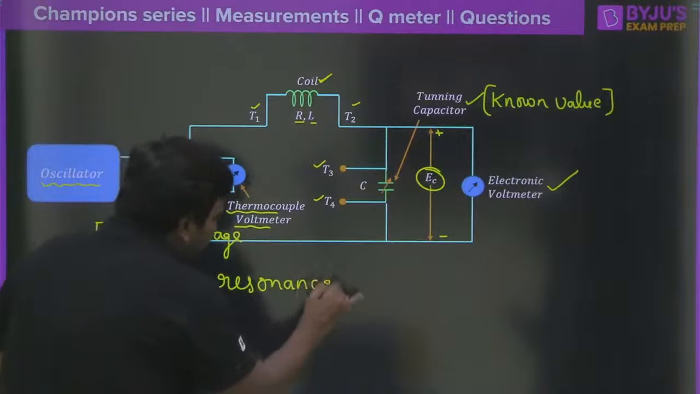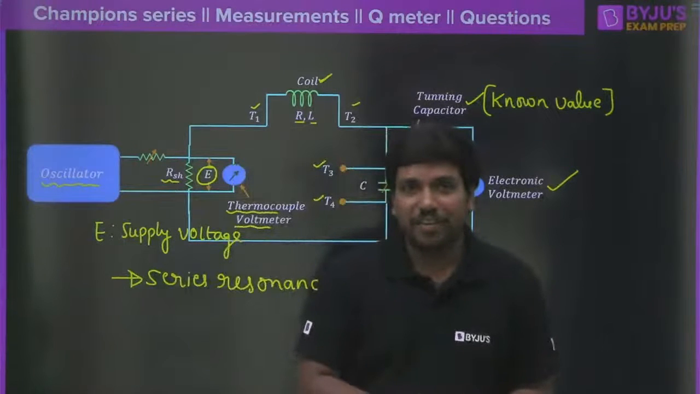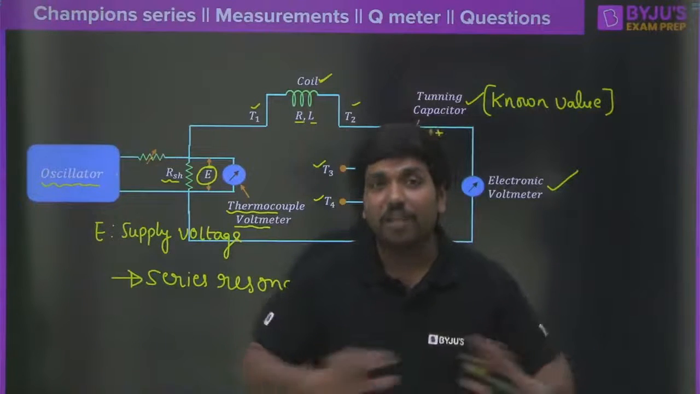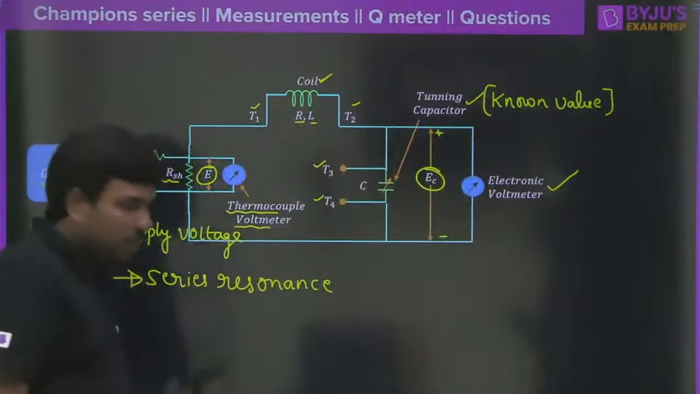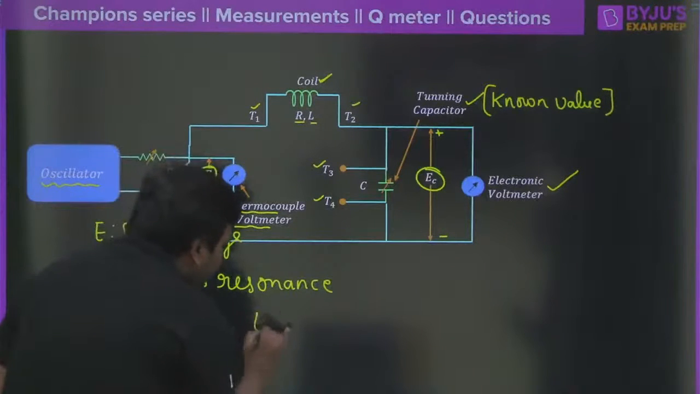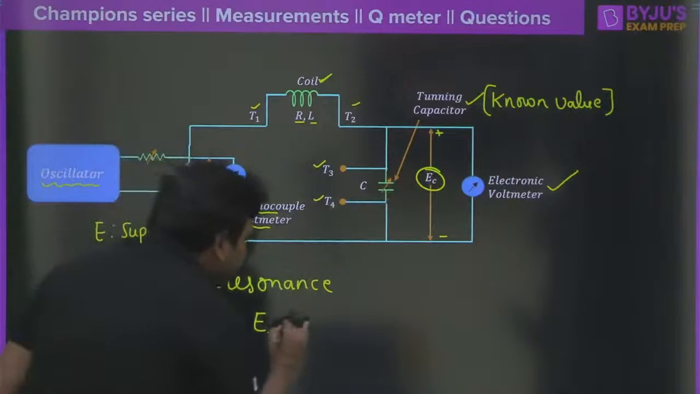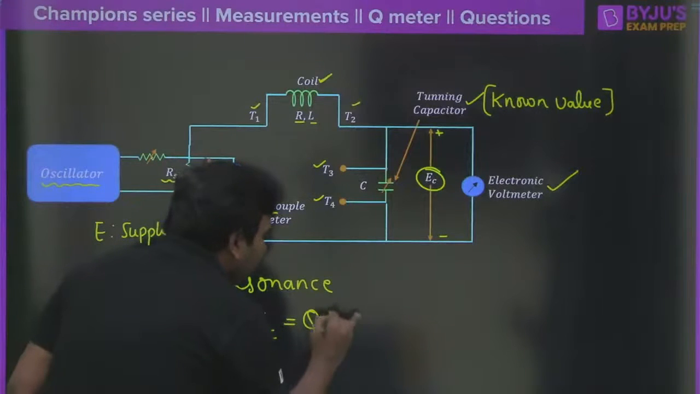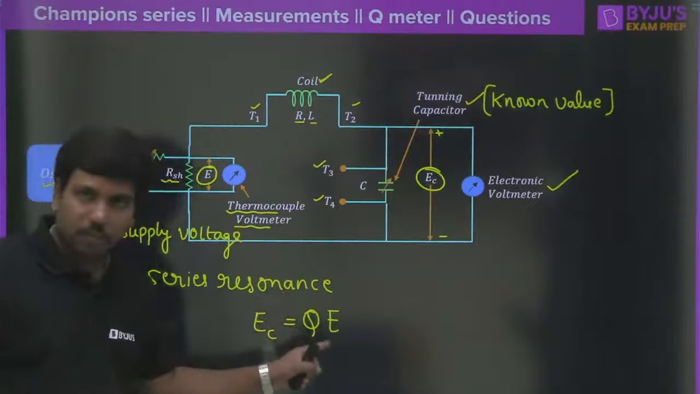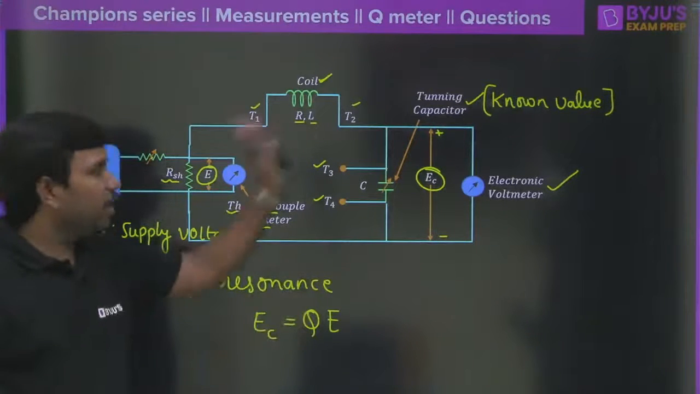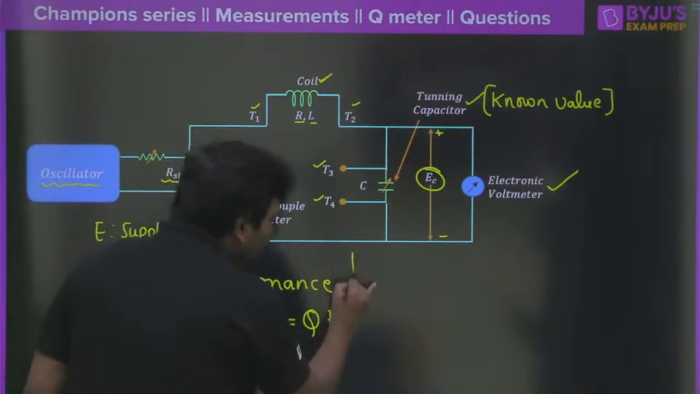What does series resonance say? Of course, I am not going to discuss the detailed description of series resonance. Definitely that is not our part, and that is not our requirement in this particular lecture. Series resonance means you must understand the voltage across the capacitor, EC, must be equal to Q times the supply voltage. Clear? Same thing will happen across the inductor also. Clear? So now how do we find the value of the quality factor here?